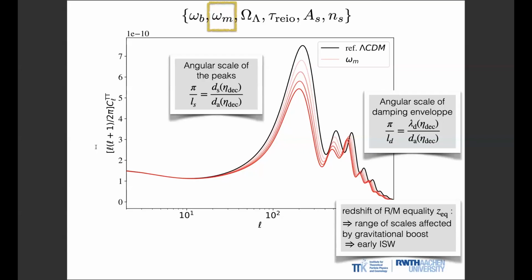If I change z equality, I integrate over more or less radiation domination, more or less matter domination. I change my sound horizon. This is responsible for a change in the sound horizon and for the scale under which I see my CMB peaks.